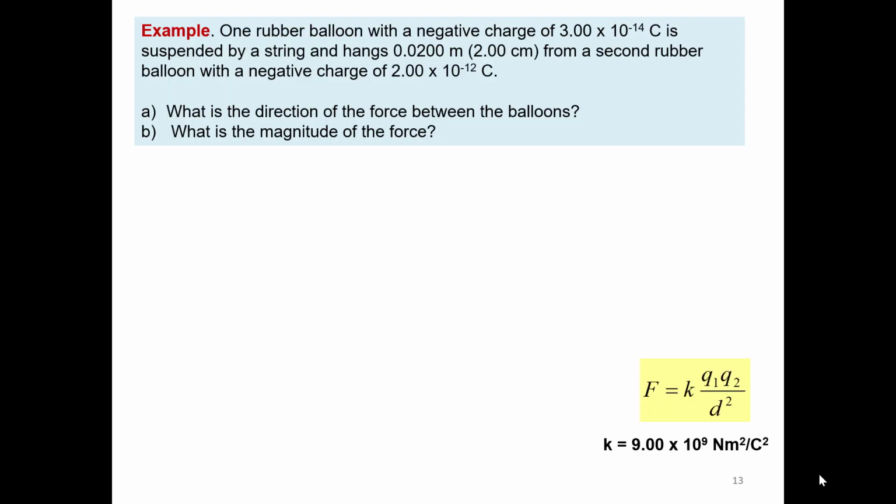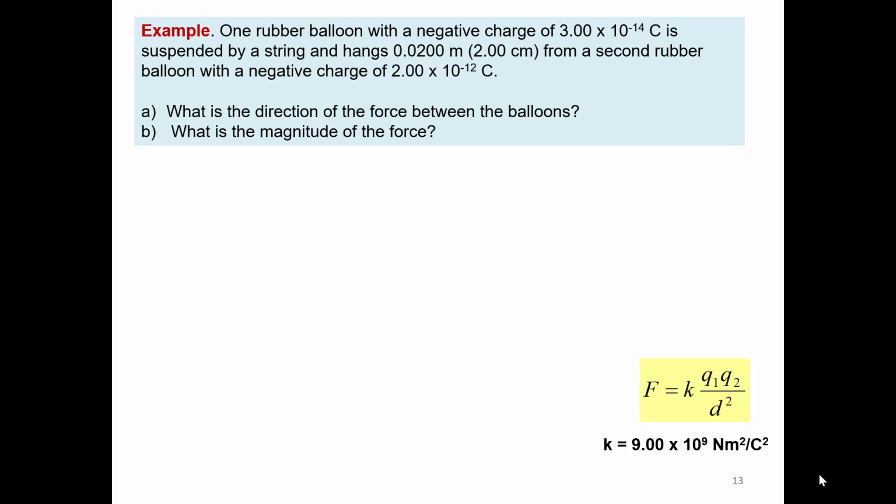Now let's solve one problem in which we need to apply the equation of electric force. In this case, we had one rubber balloon with a negative charge of 3.00 × 10^-14 coulomb, suspended by a string, and hanging 0.0200 meters from a second rubber balloon with a negative charge of 2.00 × 10^-12 coulomb. The first question we need to answer is: what is the direction of the force between the balloons?